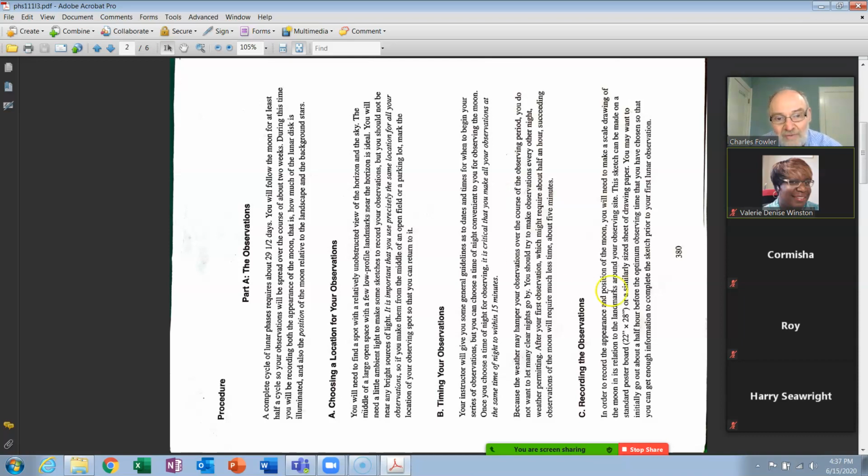So what do you record? In order to record the appearance and position of the moon, you'll need to make, now they say a sketch, a sketch, notes, whatever it takes for you to know. If it were me, I know my backyard, so I would pick that pecan tree. The walnut tree is pretty close, but maybe my tool shed there, maybe the neighbor's pine tree over here, possibly. I'd pick something sort of outlining all around me.